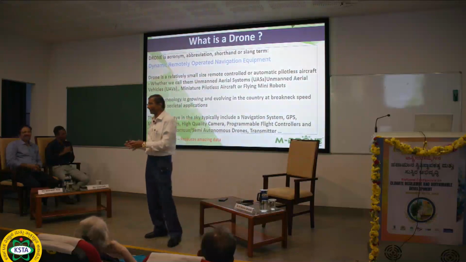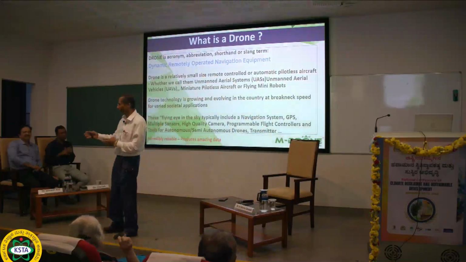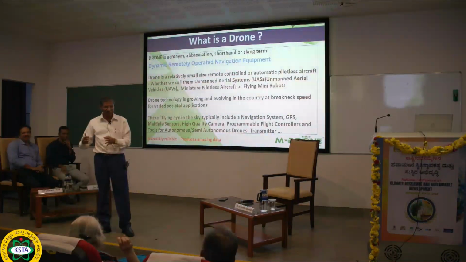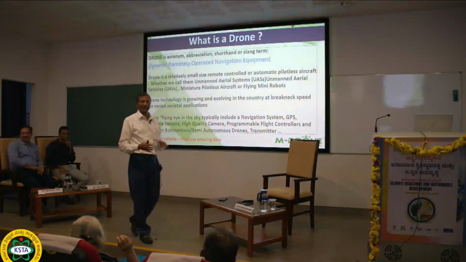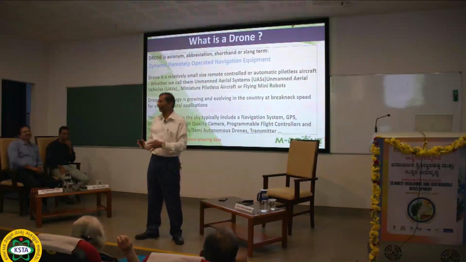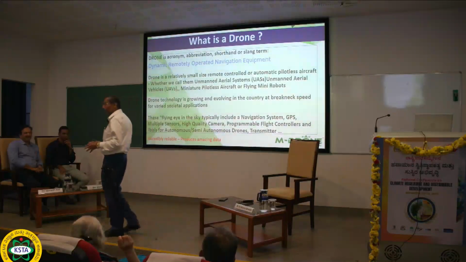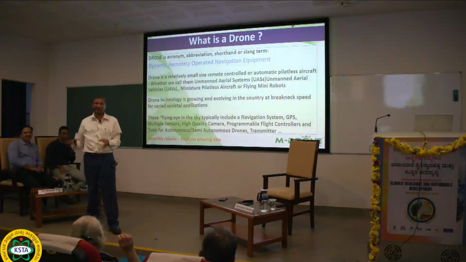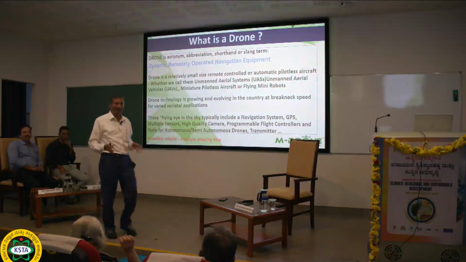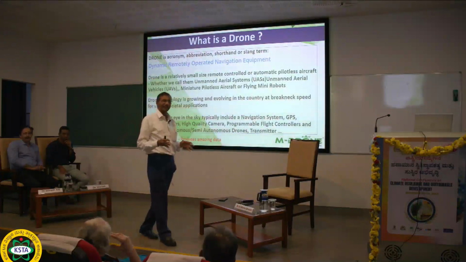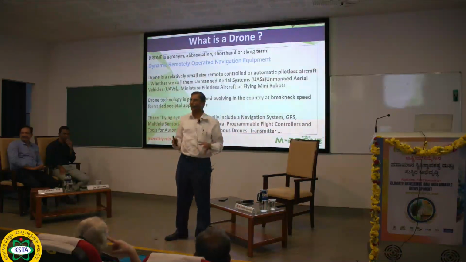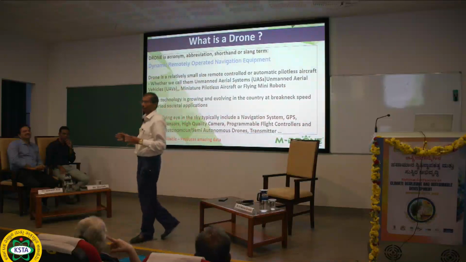Then the second is called the yellow zone, from 5 to 12 kilometers. There also there are a lot of restrictions. It has to be flown only with the approval of the government of India. The third category is called the green zone. 90% of the area falls under the green zone, where you can fly the drone up to 400 feet, not beyond that.